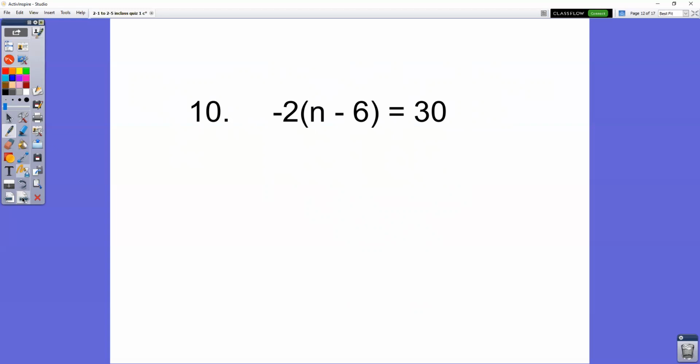This is another distributive property question where you want to take the number outside the parentheses and multiply it by both of the things inside the parentheses. -2 times n is -2n. -2 times -6 is +12. Bring down your equals 30.